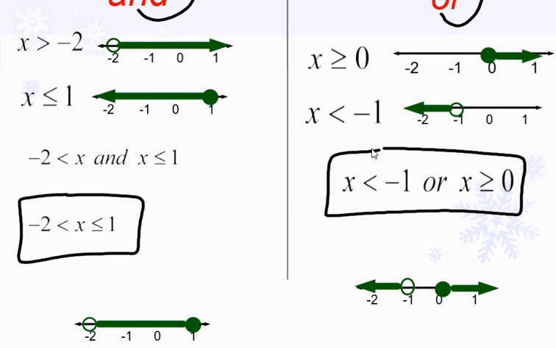You'll realize there is no shorthand way to write an or. The only way to write an or statement is to use the word or. The reason why is because they do not overlap. An and statement can be written as one because they actually cross. So there's no shorthand way of writing an or, whereas there is a shorthand way of writing an and. So be aware of that.